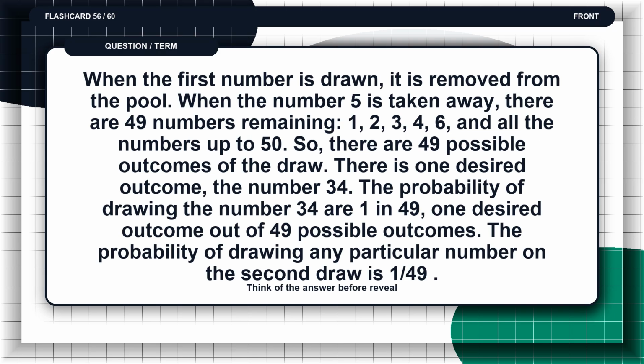Flashcard 56. When the first number is drawn, it is removed from the pool. When the number 5 is taken away, there are 49 numbers remaining: 1, 2, 3, 4, 6, and all the numbers up to 50. So there are 49 possible outcomes of the draw. There is one desired outcome, the number 34. The probability of drawing the number 34 is 1 in 49, one desired outcome out of 49 possible outcomes. The probability of drawing any particular number on the second draw is 1/49. Think of the answer before the reveal.